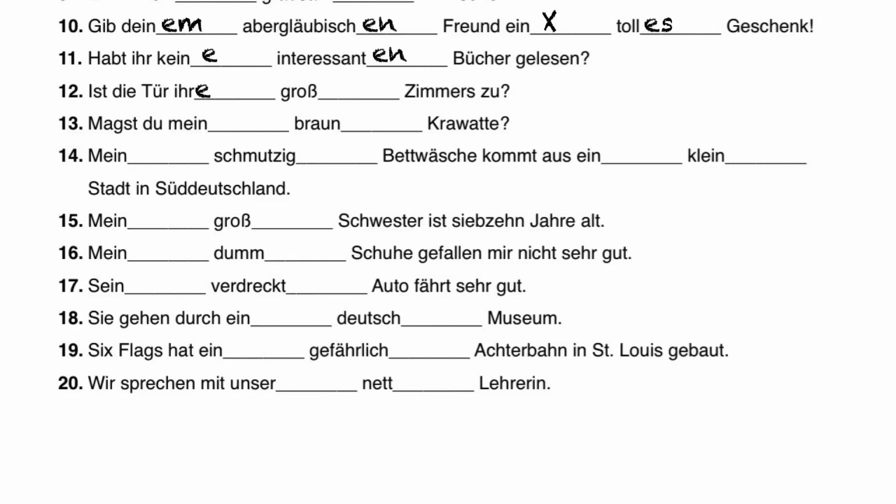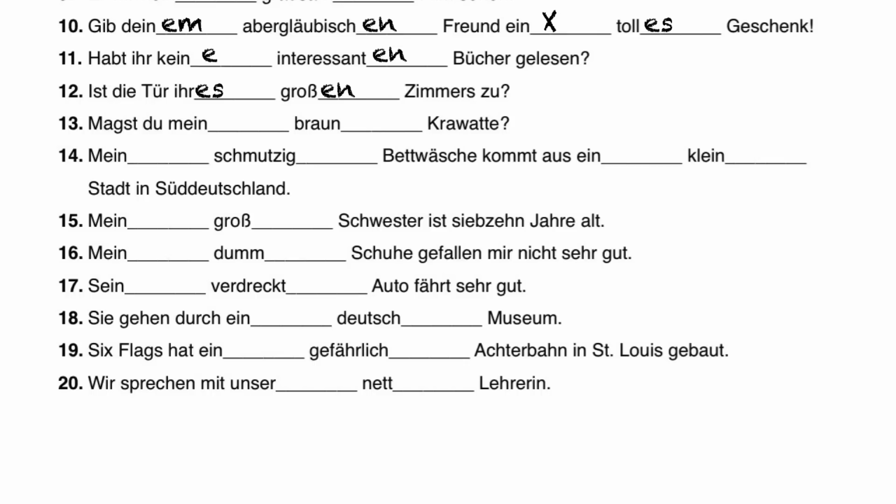So now we have to have an es at the end of the ein-word, ihres, and then we have to have an adjective that goes with that. In the genitive case, all of them after ein-words are automatically en. Ist die Tür ihres großen Zimmers zu? Is the door to her large room closed?